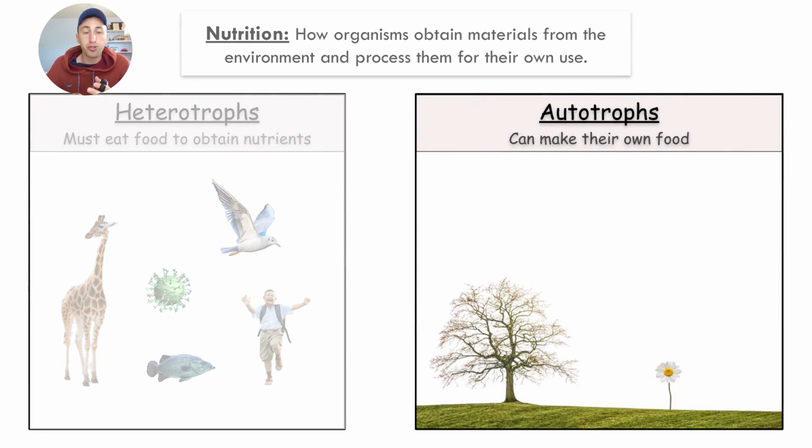As opposed to autotrophs, which are able to make their own food. We cannot make our own food. We have to eat food in order to obtain the nutrients, those organic compounds and other minerals and other things, for our cells to use.